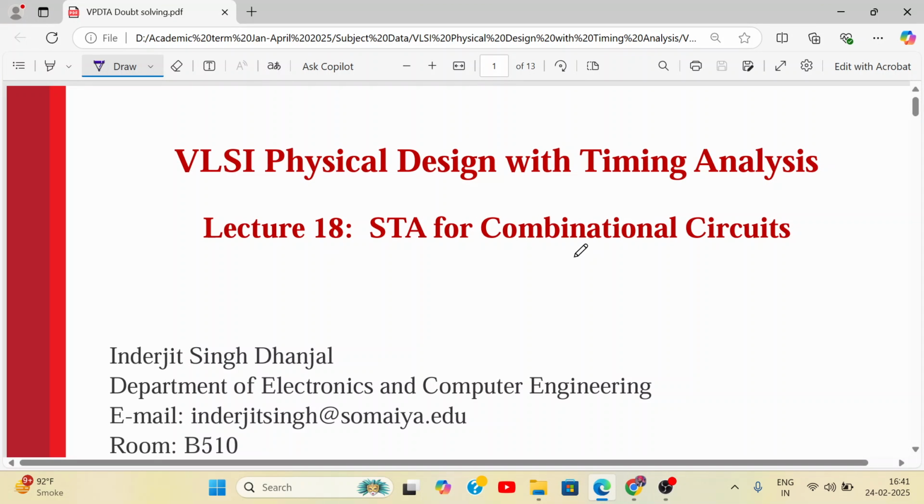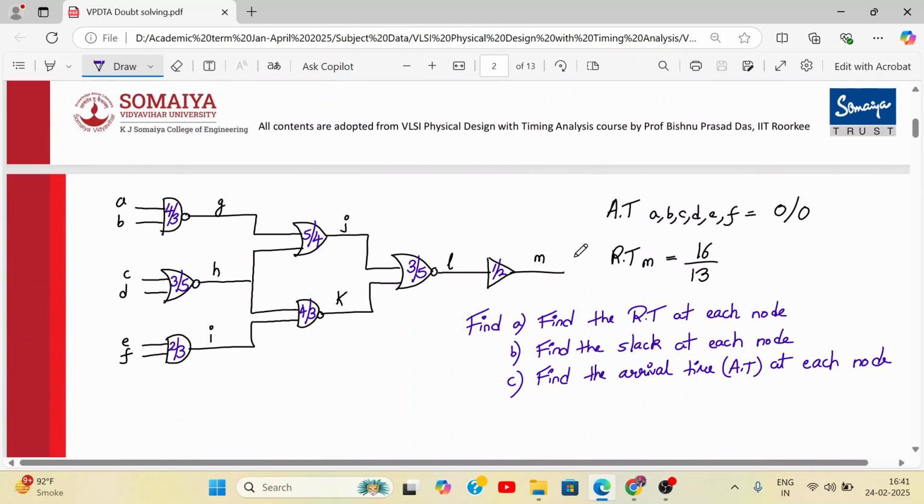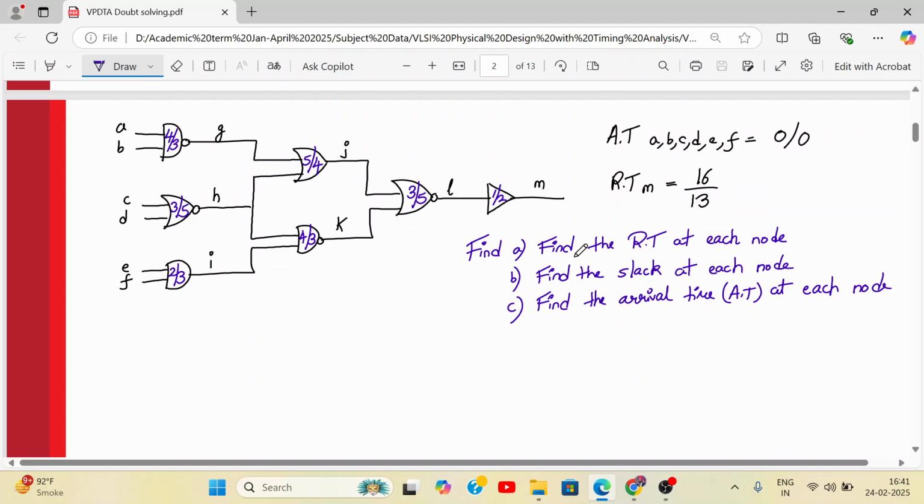Hello everyone, welcome to lecture number 18, doubt solving session on static timing analysis for combinational circuits. In today's lecture we are going to solve this numerical on finding the required time and, at each node, find the slack at each node of this combinational circuit and find the arrival time at each node.